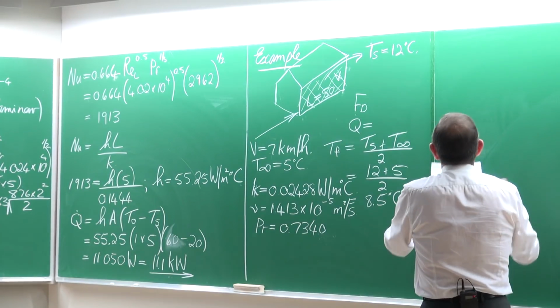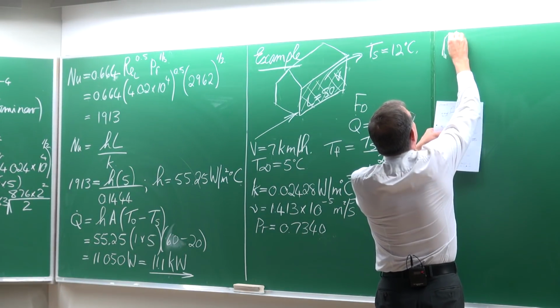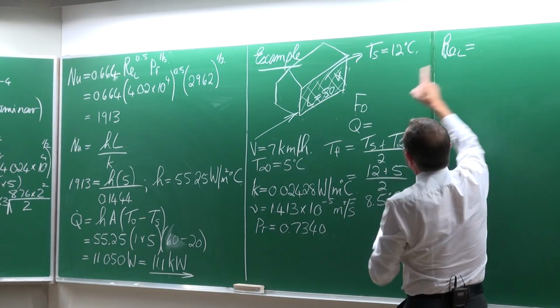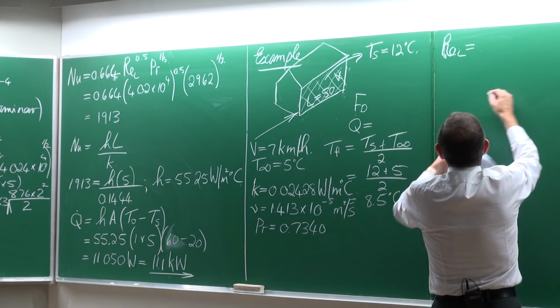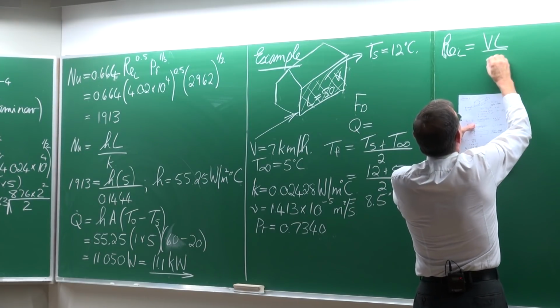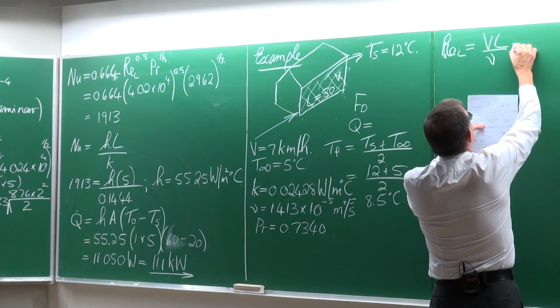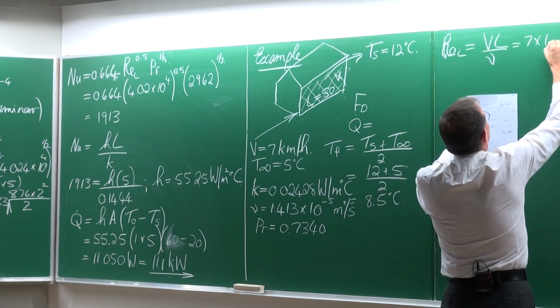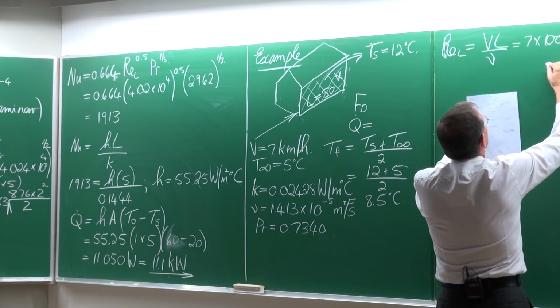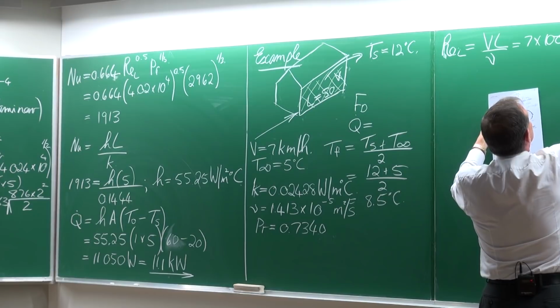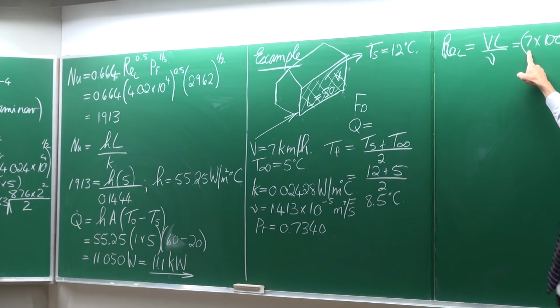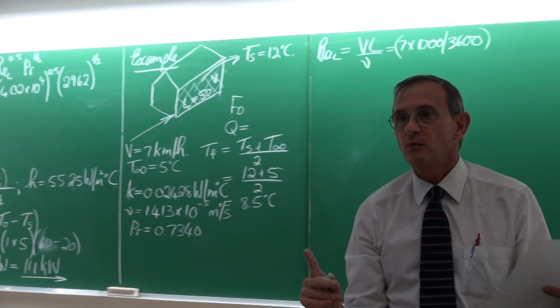Right, now, so let's go and check the Reynolds number, and we calculate the Reynolds number here at the end of the plate. It's equal to the velocity, the length, divided by the kinematic viscosity. The velocity in this case is 7 kilometers per hour, divided by 3,600. 7 kilometers, it's 1,000 meters, an hour, 3,600 seconds, and that is how you get the velocity in meters per second. Is that clear to everybody?